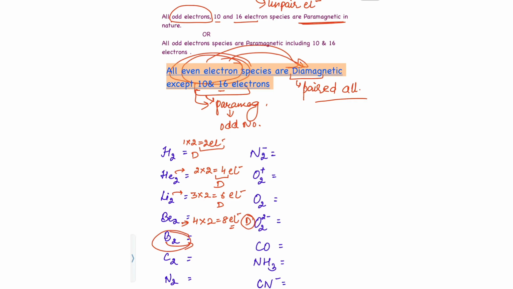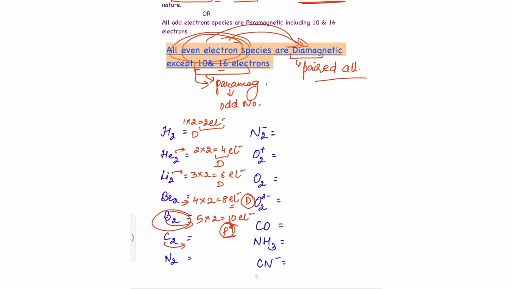Boron, 1 boron contains 5 electrons, 2 contain 5 into 2, 10 electrons. Because here is the exception, भले ही इलेक्ट्रॉन इवन है, but exception ये थी अगर इलेक्ट्रॉन 10 है तो वो behave करेगा as paramagnetic. But why do electrons containing 10 and 16 behave as paramagnetic? Share this with you later on in the last part of the video.